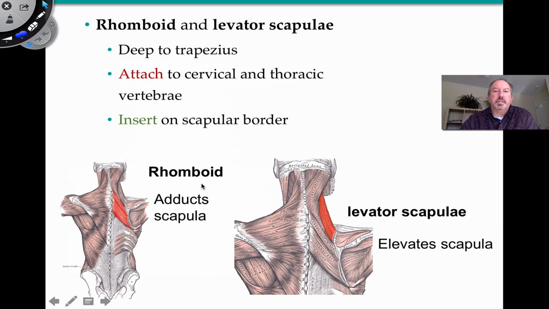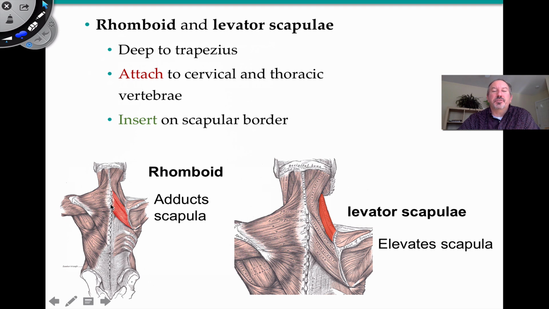Pretty awesome, trapezius. And then we have your rhomboid and levator scapulae, and that's a little bit deeper to this trapezius. So the trapezius would be over that, in other words. So it's attached to the cervix. I'm sorry. It's a slip of the tongue on that. It's attached to the cervical vertebrae. Okay, so right there. And it's also attached to the thoracic vertebrae right there.